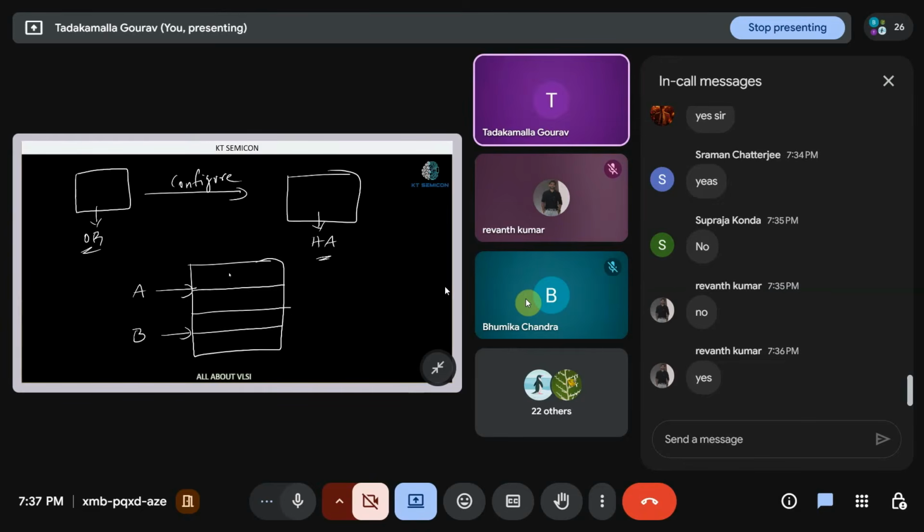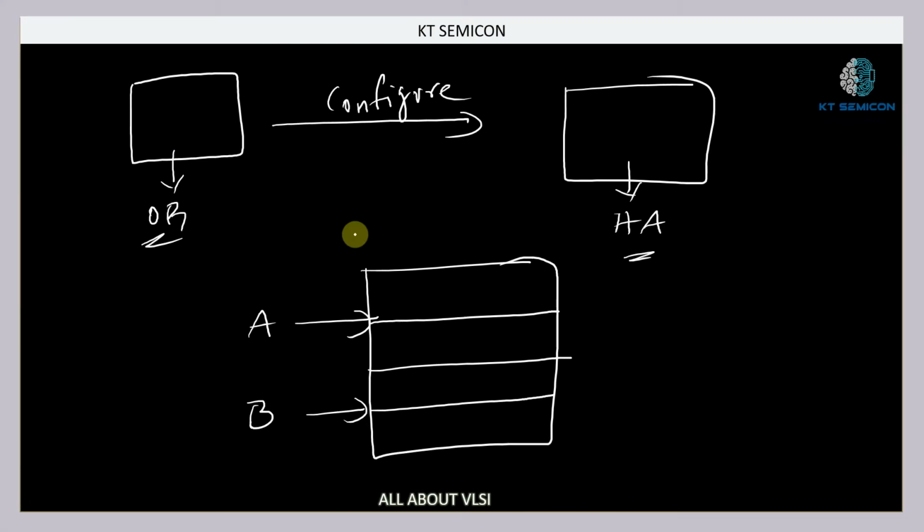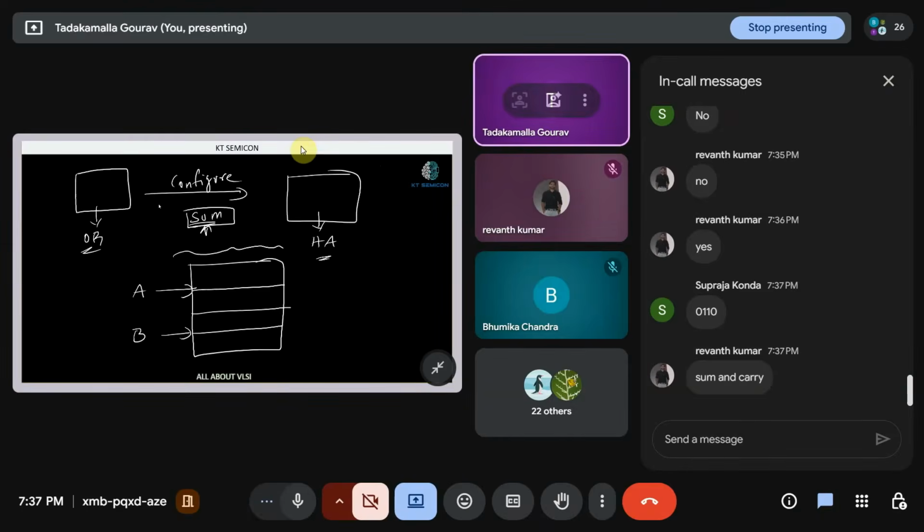Can anyone tell me? What should be the values present inside these memory locations such that this LUT can work as the sum, such that I can get the sum of a half adder?